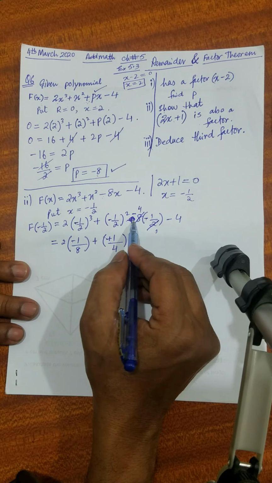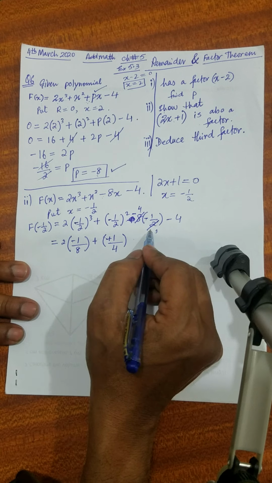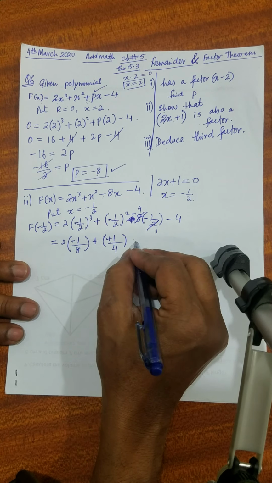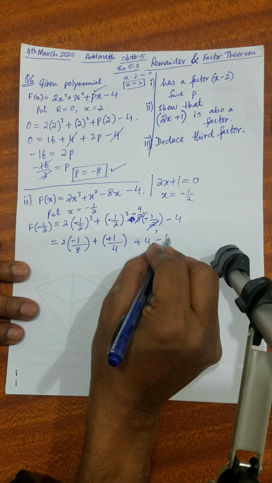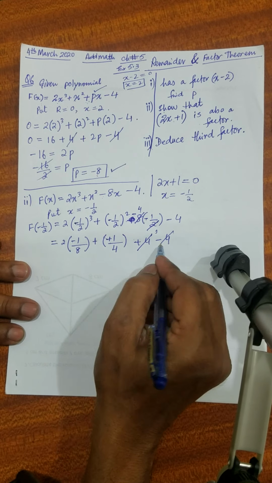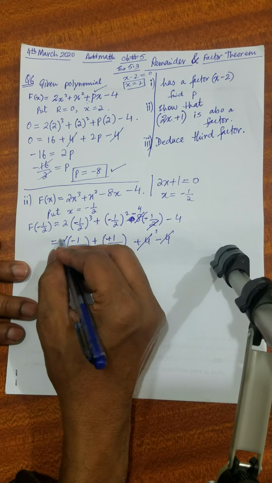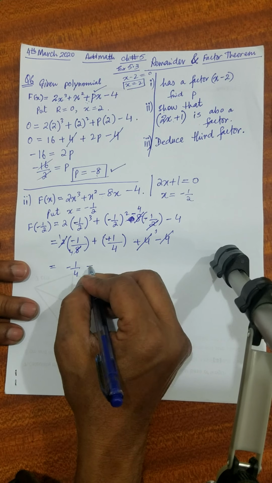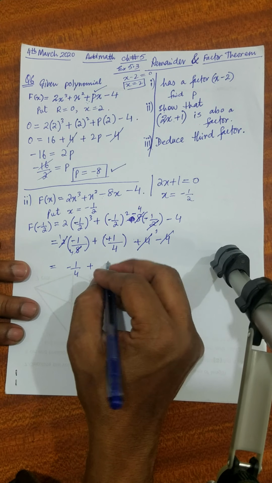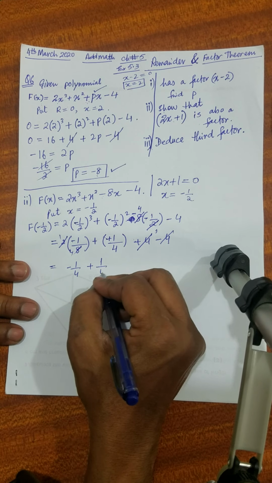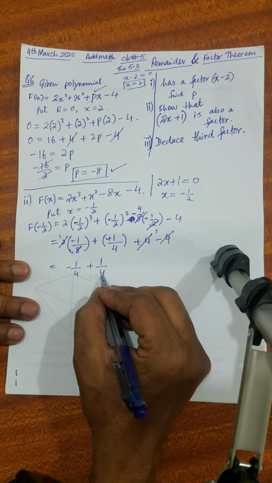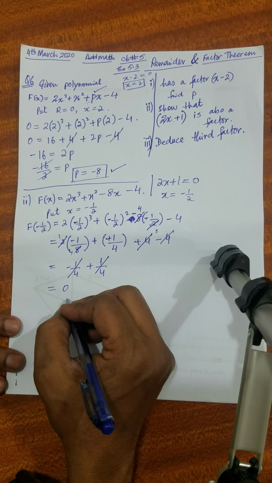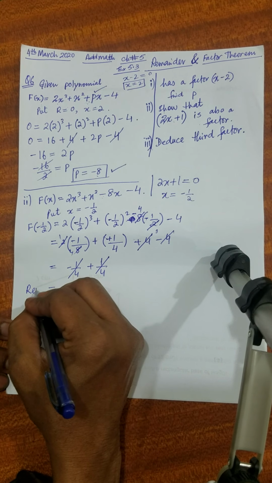-8x, -8 multiplied by -half. 2 1s are 2, 2 4s are 8, so we have -4 into -1, we have +4 and then -4. So we can simplify this +4 -4, and we can also simplify this. 2 1s are 2, 2 4s are 8, -1 upon 4, and positive, it remains positive. So +1 upon 4 -1 upon 4, they again cancel out each other, and we finally get the remainder 0.